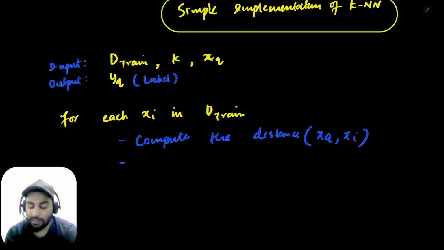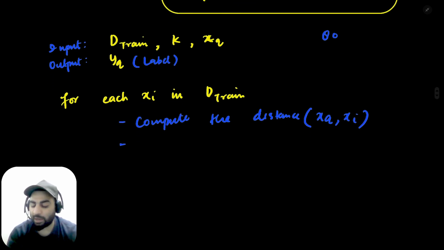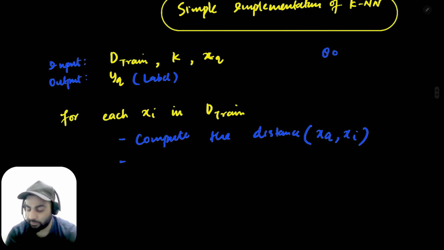For each point in the training set, in our example we have 80 points in dtrain, if somebody gives me this xq, the first step is to compute the distance of this xq with every point in dtrain. For each xi in dtrain, take every point and compute the distance of the query point xq with xi. This is the first step. How many distances will I get? Because dtrain has n1 points, I'll get n1 distances.